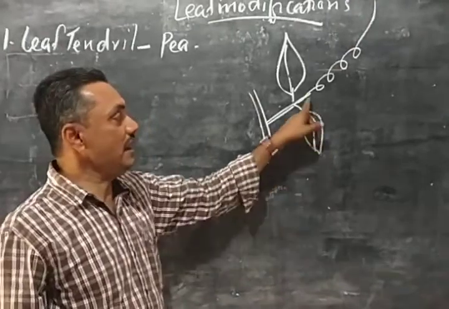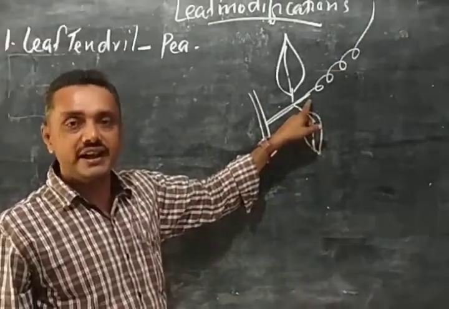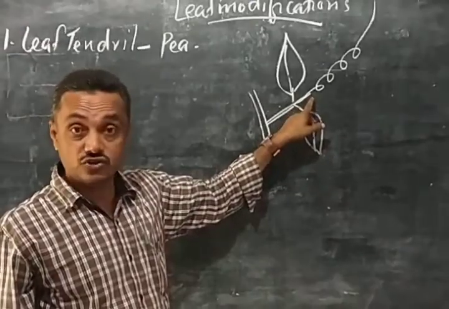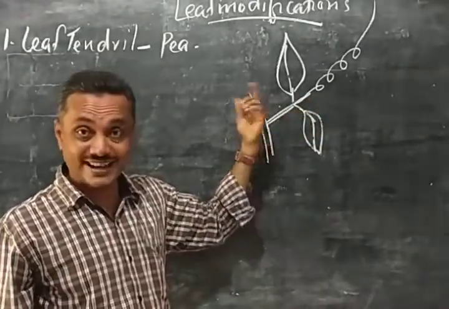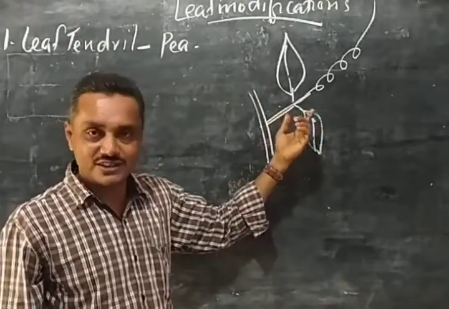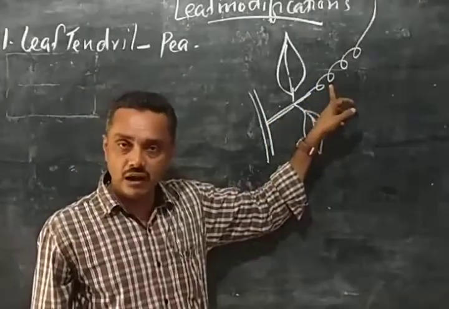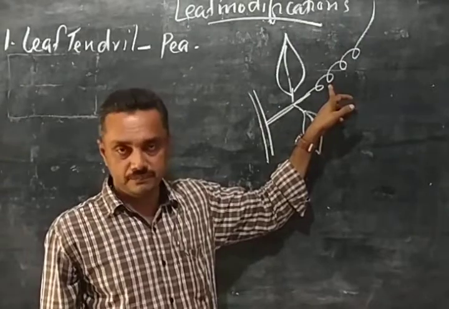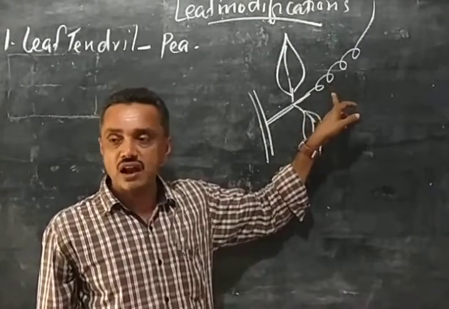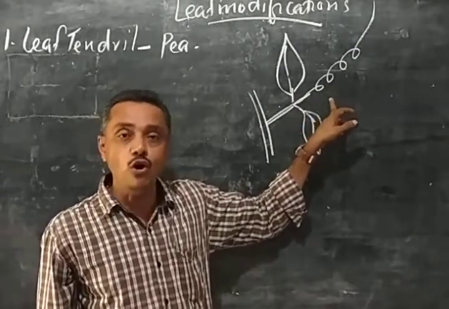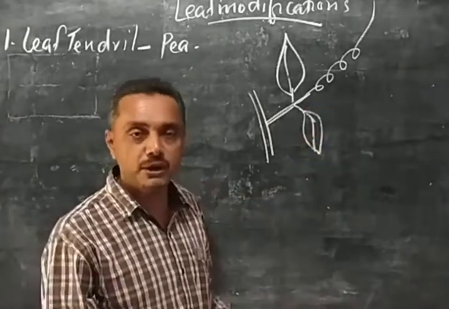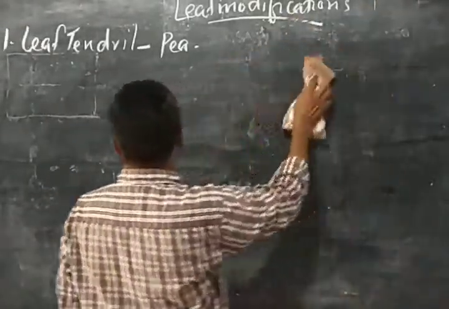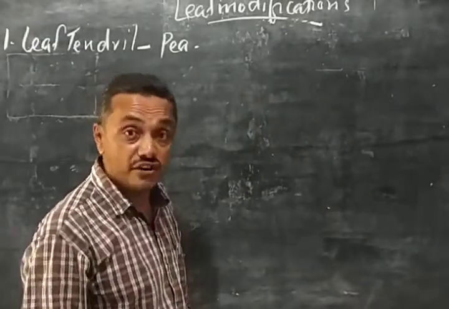The terminal leaflet, the third leaflet, is modified into what? A spring-like coiled structure. In the previous class we have seen that this spring-like coiled structure is called what? Tendril. What is the function? Climbing over the support. So the leaflet is modified into a coiled structure for climbing over the support. Then that's called leaf tendril.